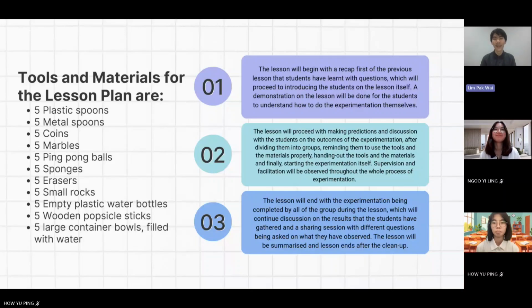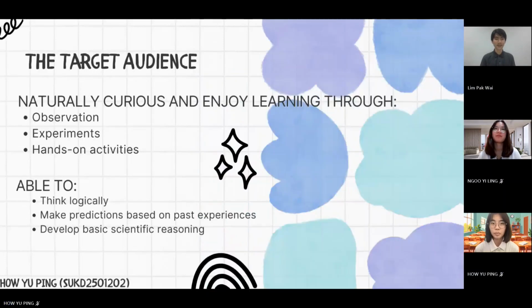Now, Yuping will be the one explaining the target audience for our slides. Thank you. The target audience for this lesson is Year 3 students aged 9 years old.